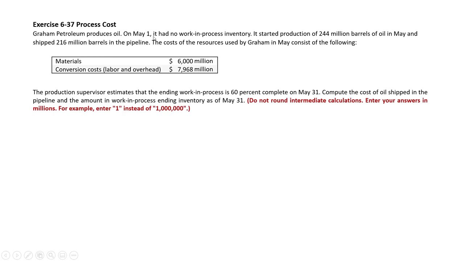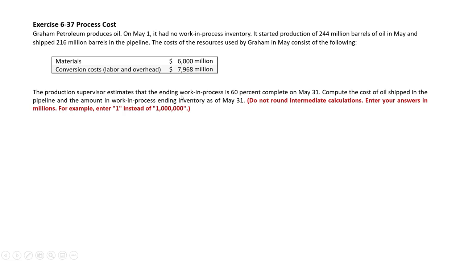On May the 1st, the company had no beginning work in process inventory. It did start production of 244 million barrels of oil in May and shipped 216 million barrels in the pipeline. The cost of the resources, and I'm going to cut the millions here, this is really in millions to make it easier: Materials, 6,000. Conversion costs, which include labor and overhead, of 7,968.